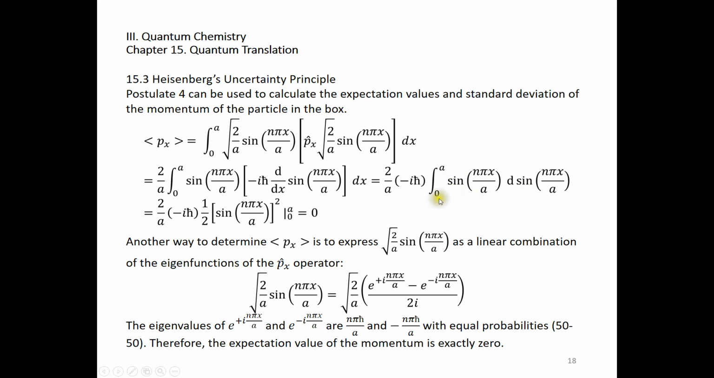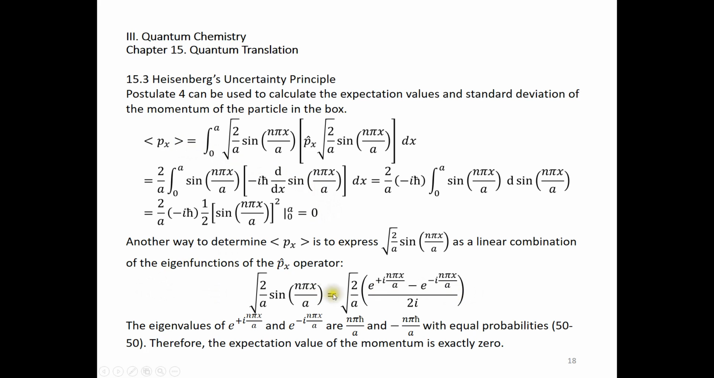Well, you can just plug in 0 here, you get sine 0. You plug in a here, you get sine n pi. So sine 0 is 0. Sine n pi is also 0. So the lower limit and upper limit for z are both 0 if z is defined to be sine n pi x over a. Or you can just do this integral directly. Anyways, sine n pi a over a is 0. Sine n pi 0 over a is also 0. So this average of momentum of the particle in the box must be 0.